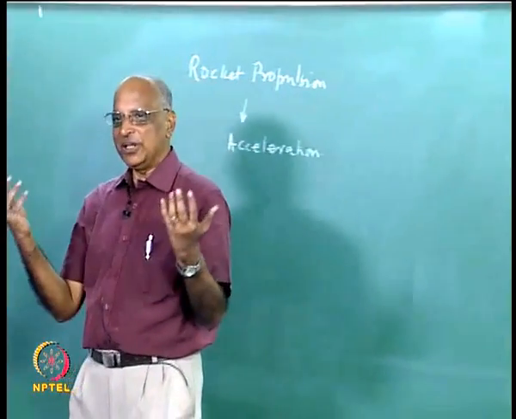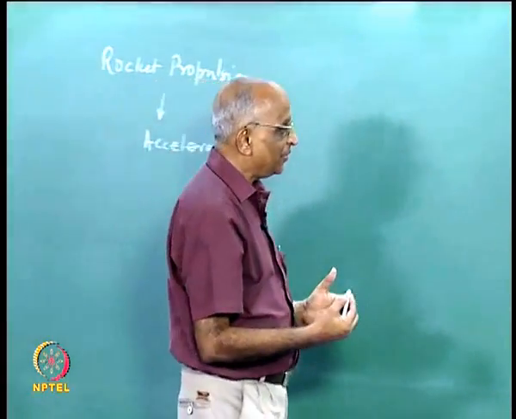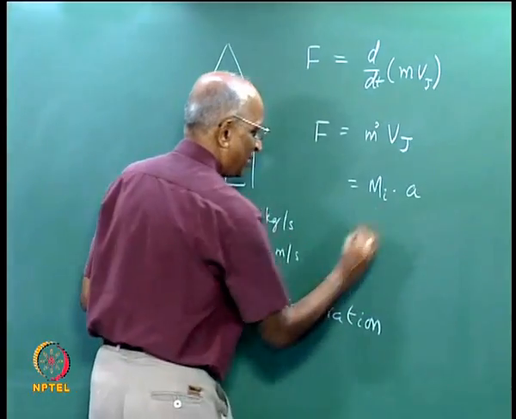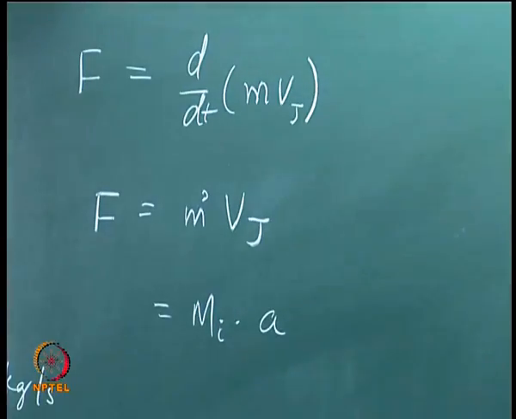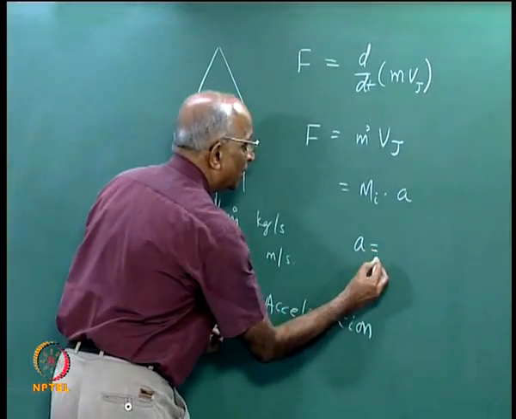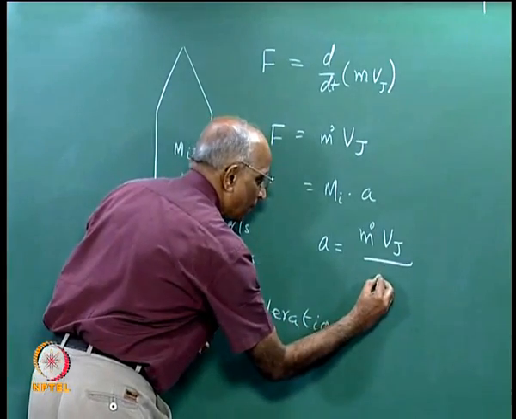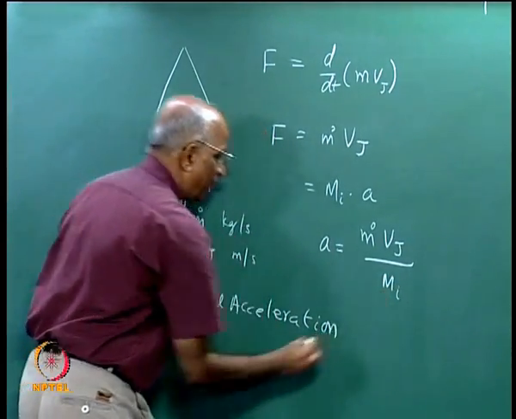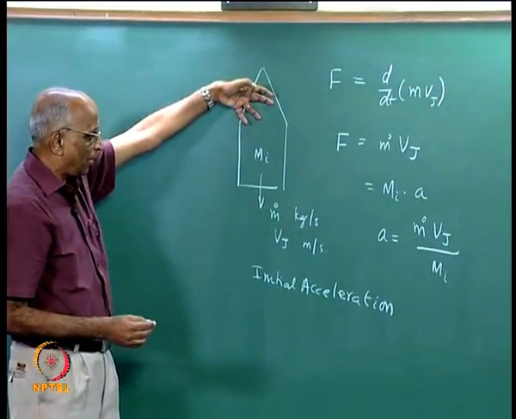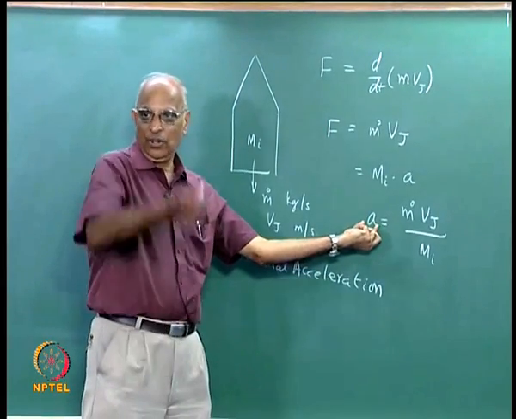Now can you tell me what will be the initial acceleration of this rocket? Force is equal to mass into acceleration, so the initial mass of the rocket into the acceleration a equals m dot into Vj, or rather the acceleration is equal to m dot into Vj divided by the value of the initial mass. And what did we tell ourselves in the last class? As I keep on adding more and more mass to the rocket, the initial mass increases and it becomes impossible for me to take it up.